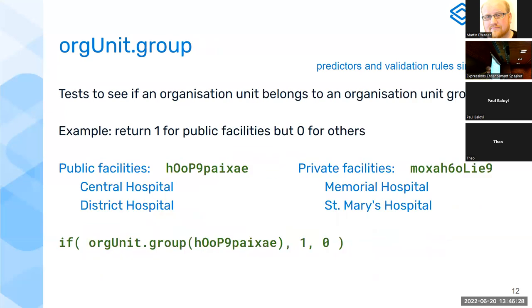Similarly for organization unit groups, if you have it set up so that you want the validation rule or the predictor to behave differently if it's a public facility versus a private facility or whatever other kind of organization unit groups you have, again, you can put in the UID of the org unit group. And this could be both this and the previous one. You can have more than one UID in here, UID 1, UID 2, and so on.